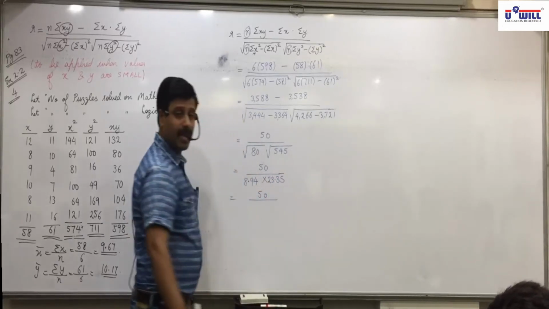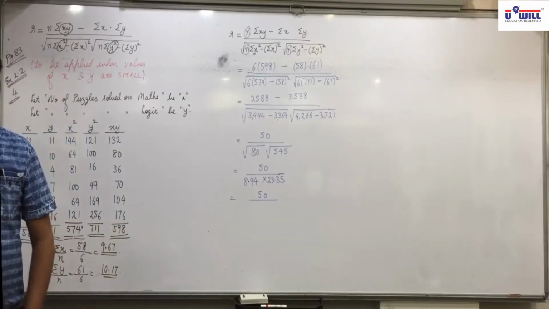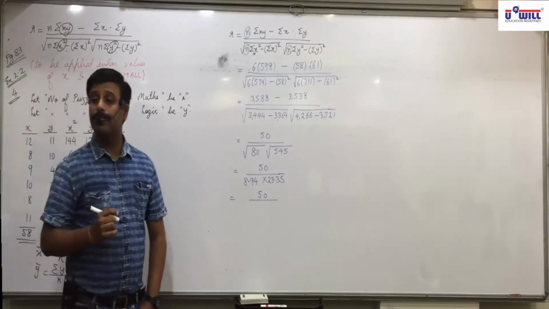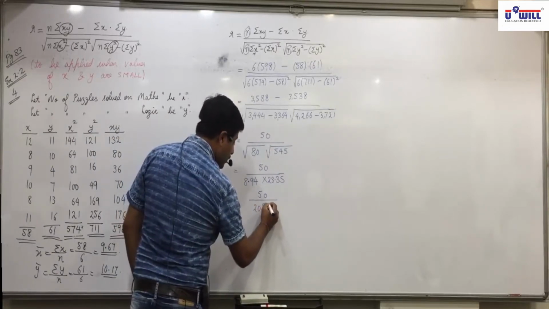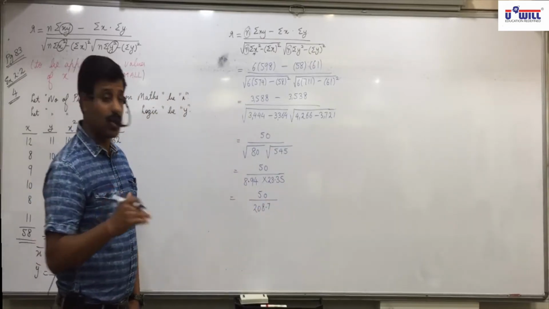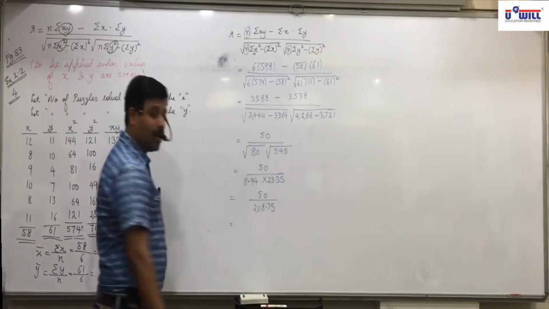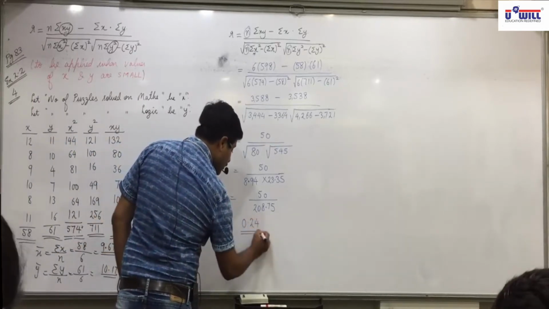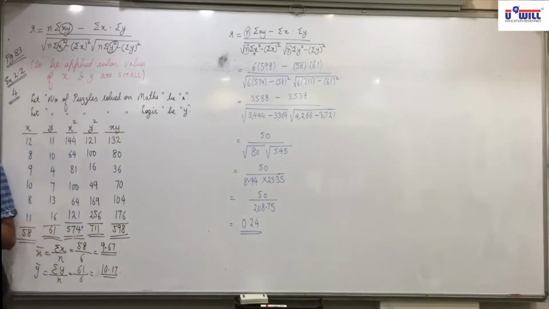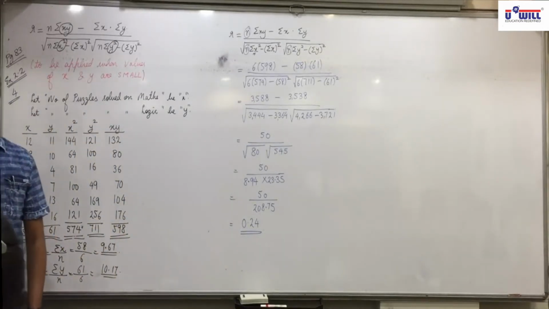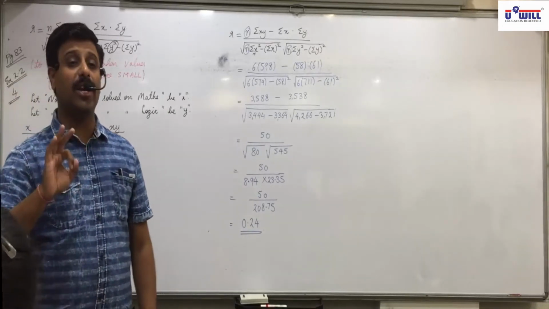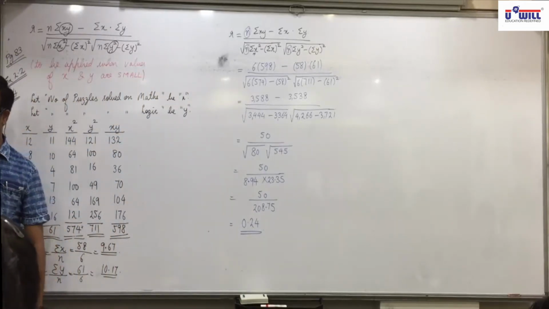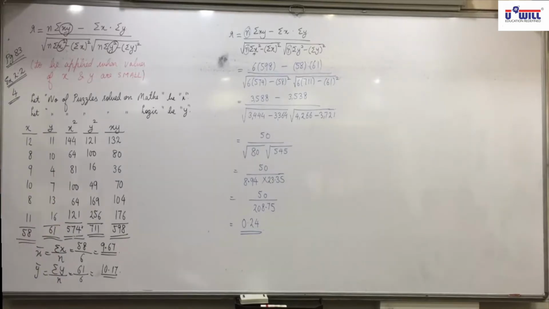50 divided by, Yashvi, 8.94 into 23.35, 208.74, so 208.75. Now do it 50 upon 208.75. 0.24. See, already I told you weak correlation. Now 0.24 is near to 0 or near to 1? Near to 0. So it is a low degree of positive correlation. Understood that or not?